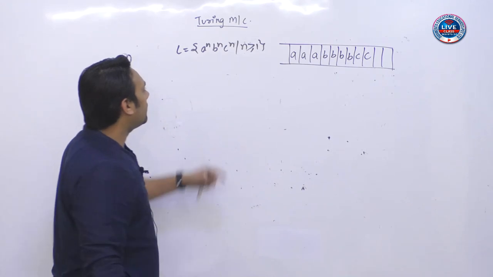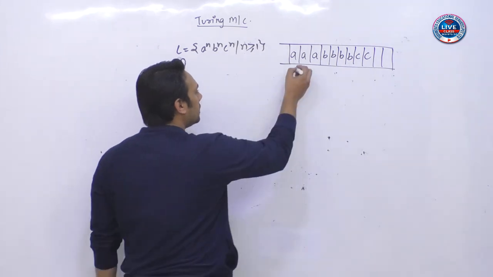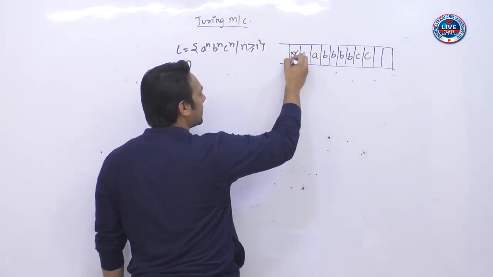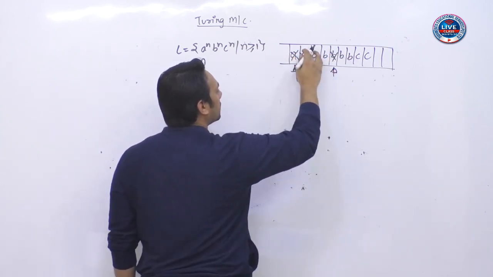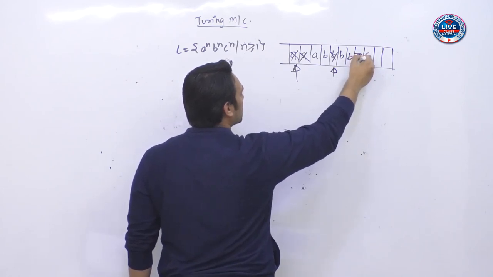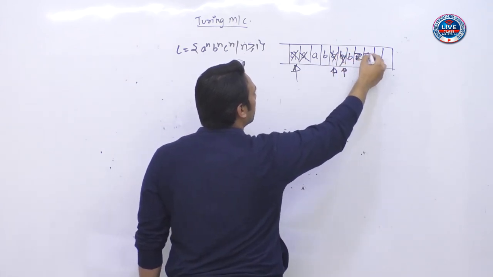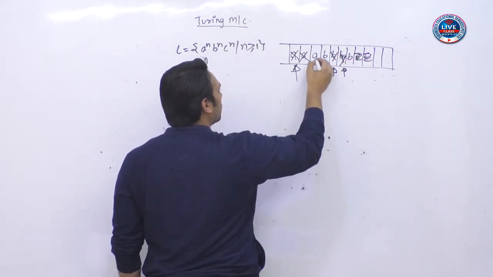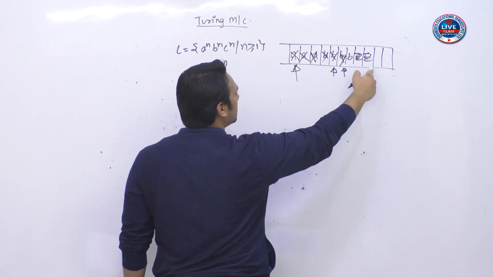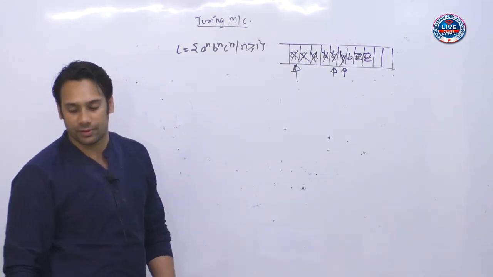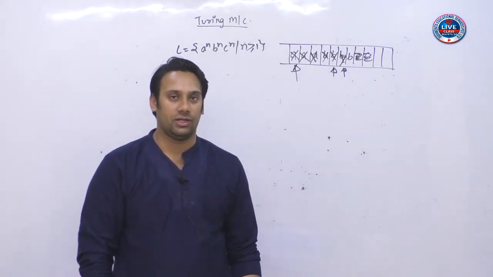So the language requires the number of a's to be equal to the number of b's, which should be equal to the number of c's. In the beginning I will go to a and mark it as x. Then I will go to b and mark it as y. After b I will go to c and mark it as z. Again come back, mark a as x, go to b, mark b as y, go to c, mark c as z. Again come back, go to a, mark a as x, go to b, mark b as y, then go to c, and because we do not have any c, we will have a problem. If the number of a's, b's, and c's are not equal, we will have issues.